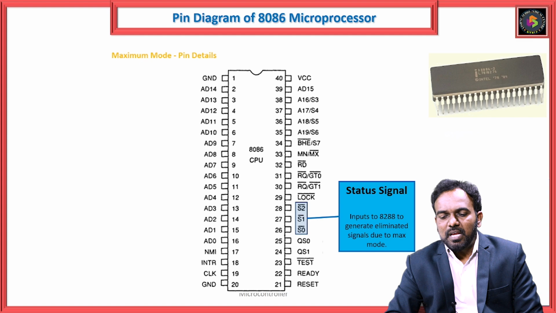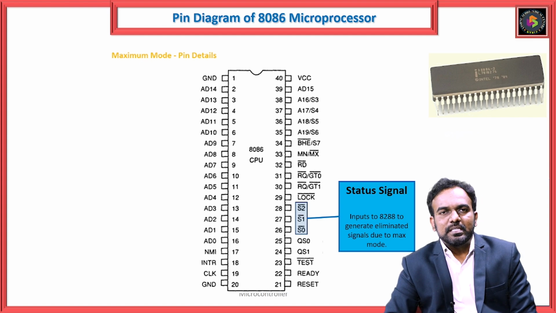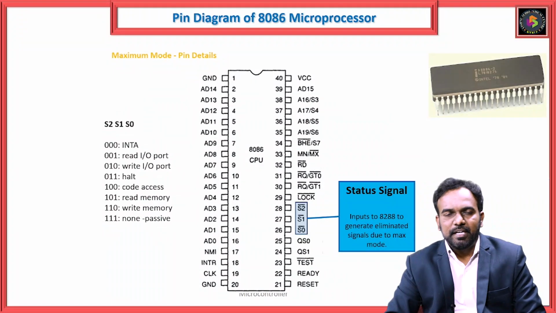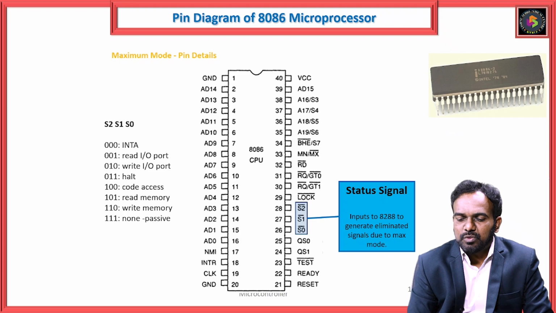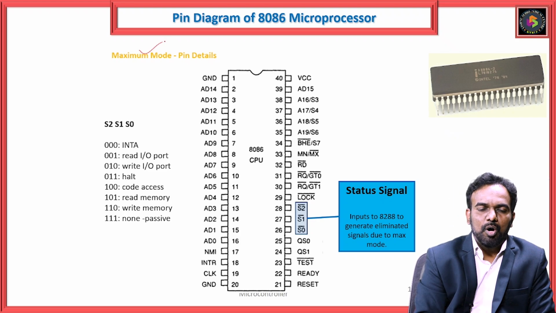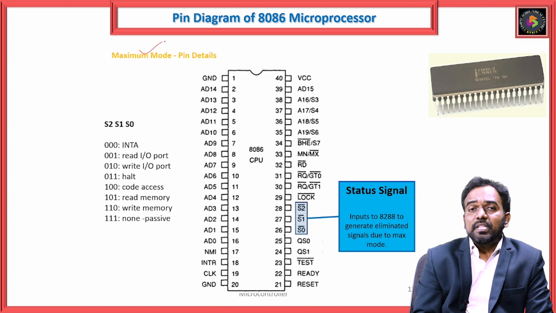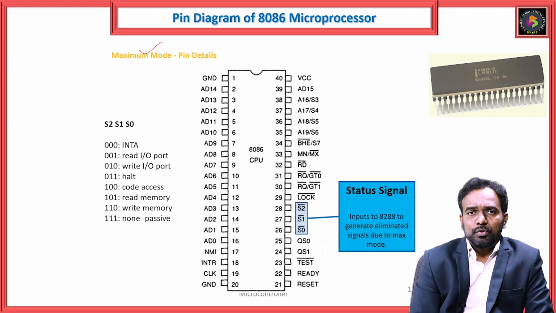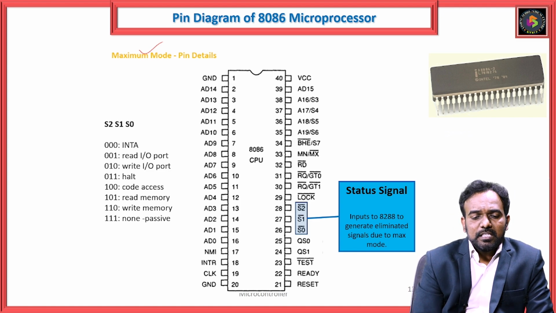Next, the status pins. The remaining status signals are S0, S1 and S2. These pins belong to the maximum mode operation. By giving a binary combination of inputs to S0, S1 and S2, we can operate our 8086 microprocessor for the maximum mode operation.